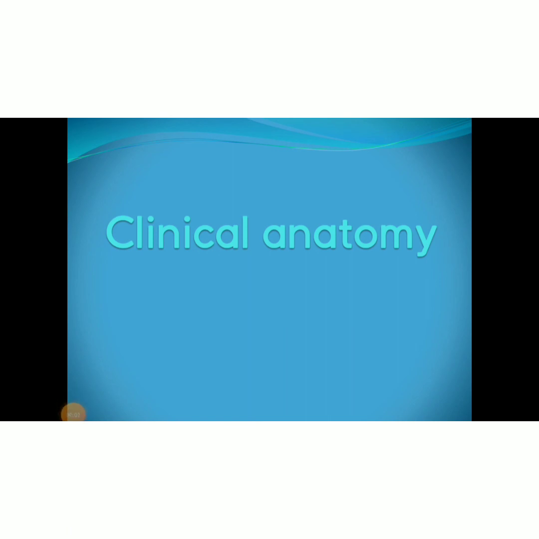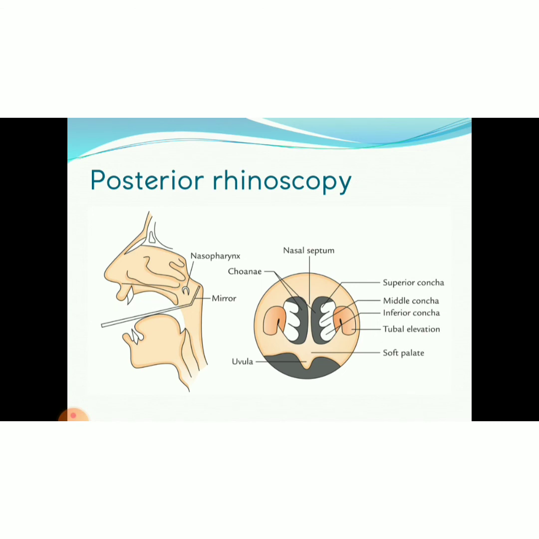Coming to the clinical anatomy. So we have already familiarized with the term posterior rhinoscopy. The procedure for posterior rhinoscopy is that the patient sits facing the examiner. He opens his mouth and the examiner depresses the tongue with a tongue depressor. Then the posterior rhinoscopic mirror is introduced. The mirror is held like a pen and is carried behind the soft palate.